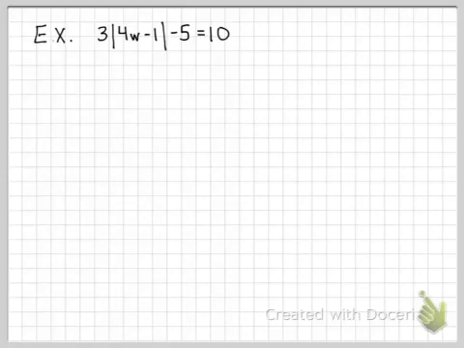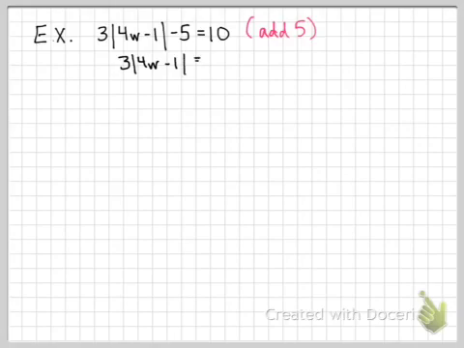Alright, let's do one last example. 3 times the absolute value of 4w minus 1, minus 5, equals 10. This one looks a little bit different because I have extra things lurking around with my absolute value expression, and I'm going to deal with those things first because after that I'll know I can just split it and solve my two equations. So the first thing I'm going to do is add 5. That takes care of the 5, and next I'm going to divide by 3.